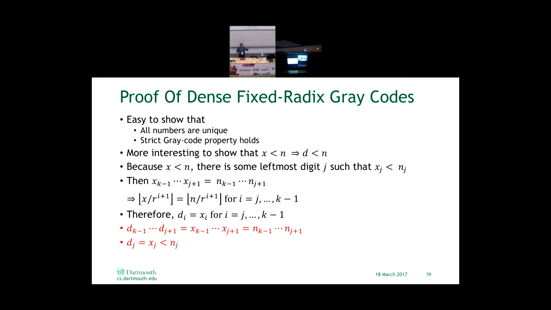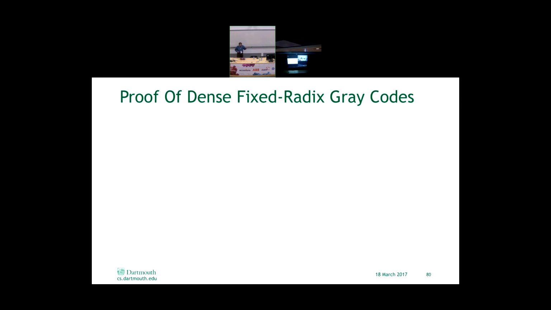So let's move on to mixed radix gray codes. Now instead of a single radix, we have a tuple of radices. We got a whole bunch of radices, so we're going to number those. We're going to index those, k minus 1 down to 0.